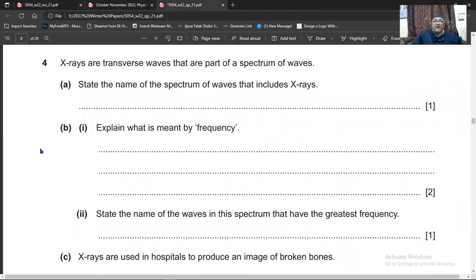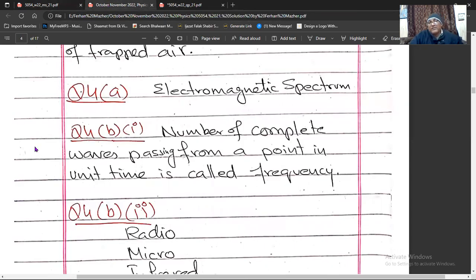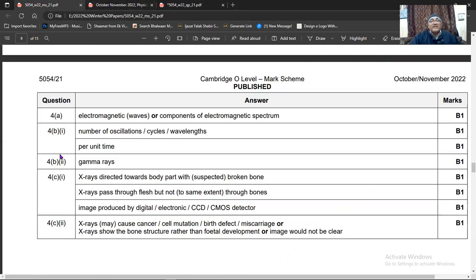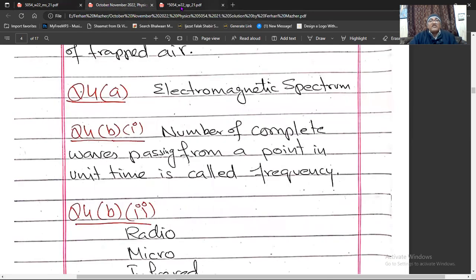Question number 4B, first part, explain what is meant by frequency. Frequency means the number of waves passing from a point in unit time. Or you can say the number of complete waves passing from a point in 1 second. The unit of the frequency is hertz, and the number of complete waves passing from a point in unit time is called frequency. Number of oscillation cycles, wavelengths per unit time. Okay, so this is my solution.